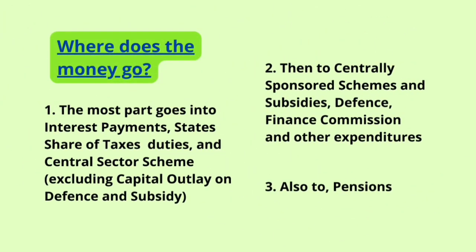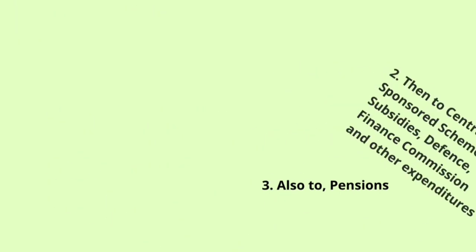Thereafter, from non-tax receipts, Union excise duty, customs, non-debt capital receipts. And where does the money go? The most part of the money goes into interest payments, states' share of tax duties and central sector schemes, then to centrally sponsored schemes and subsidies, defense, finance commission and other expenditures, also to pensions.